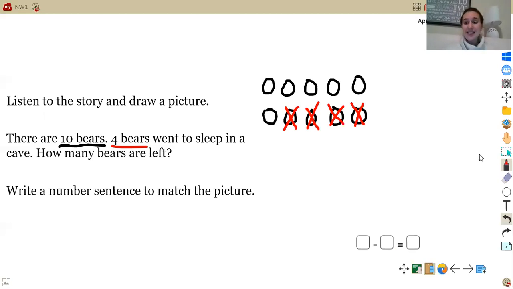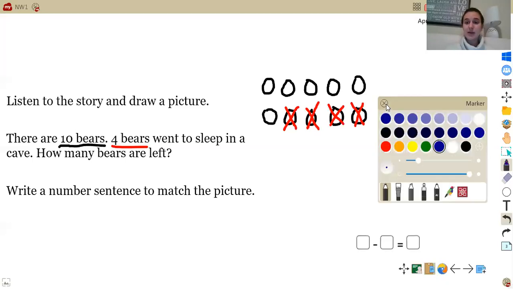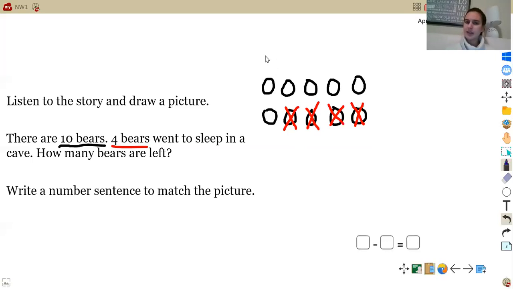Now, our last step before we can do our number sentence is we need to label the rest of our problem. So we're now labeling how many bears are left. Let's go ahead and start. 1, 2, 3, 4, 5, 6. So I now see that there are 6 bears left over, which means I can now fill in my number sentence below.